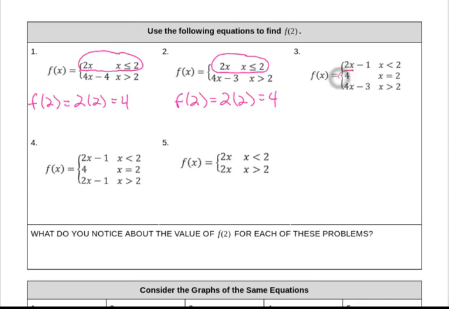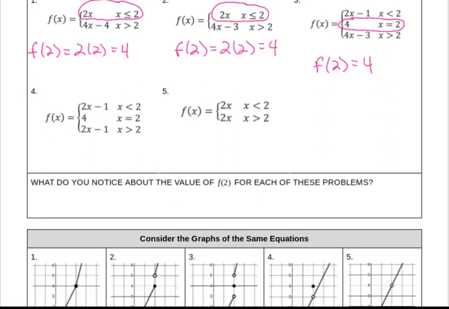For question 3, if we're looking at where x is equal to 2, that's going to be right here. So f of 2 is equal to 4. We don't even have to plug anything in, but hopefully we can recognize right away that this third piecewise is totally different from the first two because it now has 3 pieces. Question 4 is also a 3-piece piecewise function, but we're looking for where x is equal to 2. So f of 2 is going to equal 4. And for number 5, at the break in this domain, one piece is for when x is less than 2, and the other is for when x is greater than 2. There is no x equals 2. So for this one, f of 2 does not exist.